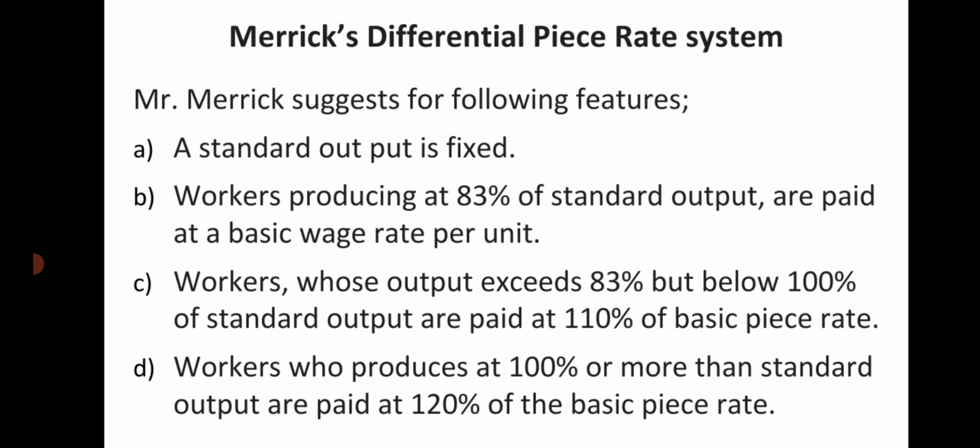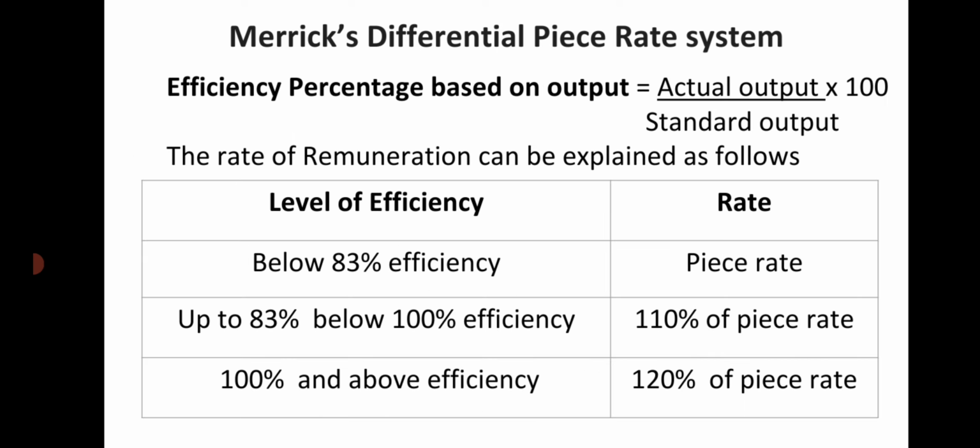Workers whose output is 83% or more but below 100% of standard output are paid 110% of the basic piece rate. If the worker's efficiency falls between 83 and 100%, he is paid 110% of the piece rate. Workers who produce 100% or more of standard output will be paid 120% of the basic piece rate.